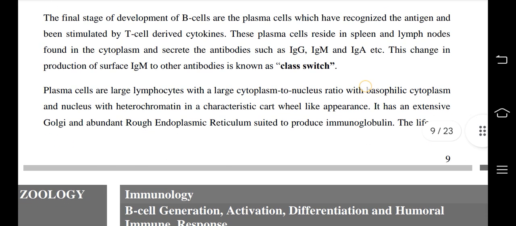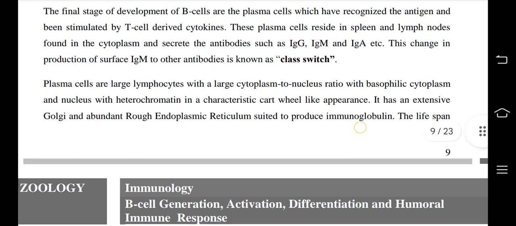The final stage of development of B cells is the plasma cells, which have recognized the antigen and been stimulated by T cell derived cytokines. These plasma cells reside in the spleen and lymph nodes and secrete antibodies such as IgA, IgM, and IgG. This change in production from surface IgM to other antibodies is known as class switch.